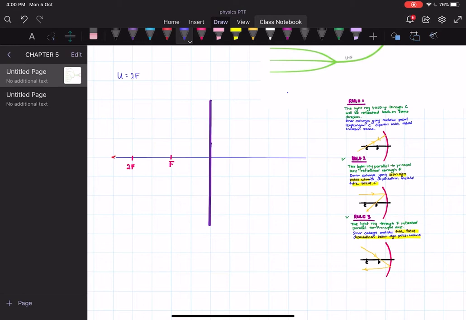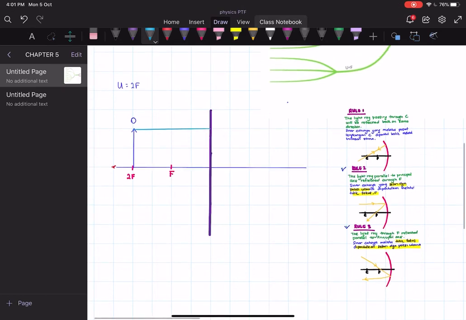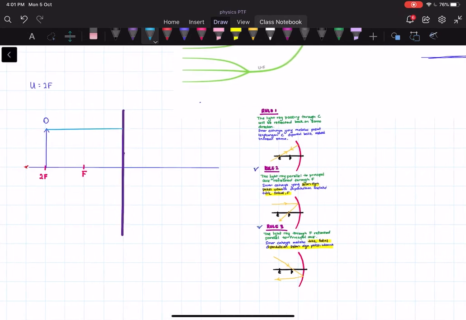I'm going to place the object exactly at the position of 2F now. That's the object that we have. And I'm again going to use rule 2 and rule 3. So let's draw rule 2. Rule 2 says a light ray parallel, sinar cahaya yang selari dengan paksi utama. So we're going to have a parallel light ray, and we know the parallel light ray will be reflected passing through focal point F. So I'm going to draw a light ray passing through the focal point F here.